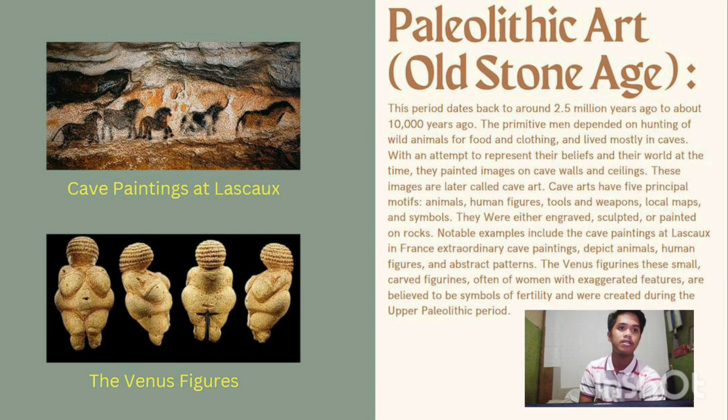The other one is the Venus figurines. These small carved figurines, often women with exaggerated features, are believed to be symbols of fertility and were created during the Upper Paleolithic period.